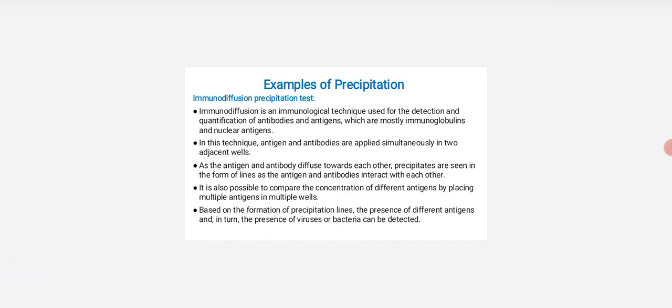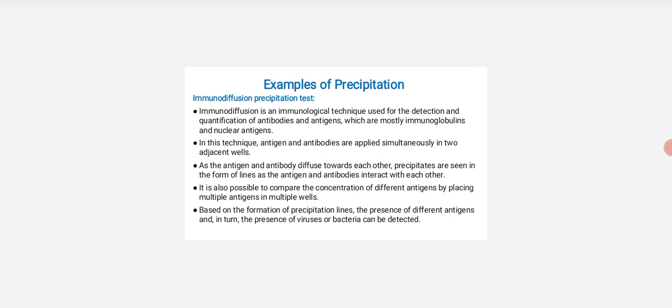The second example of a precipitation test is immunodiffusion. Immunodiffusion is an immunological technique used for the detection and quantification of antibodies and antigens, which are mostly immunoglobulins and nuclear antigens. In this technique, antigen and antibodies are applied simultaneously in two adjacent wells. As the antigen and antibody diffuse towards each other, precipitates are seen in the form of lines as the antigen and antibodies interact with each other.